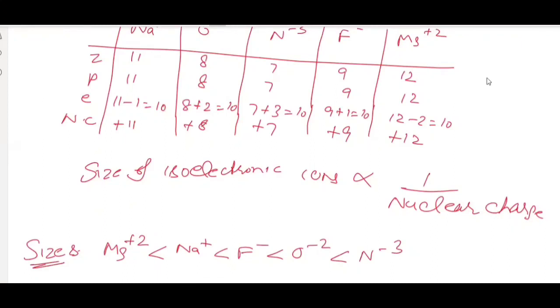And here our topic is complete. Ionic radius, why radius of cation is smaller than that of neutral atom, why radius of anion is larger than that of neutral atom, and how can we compare the sizes of isoelectronic ions.